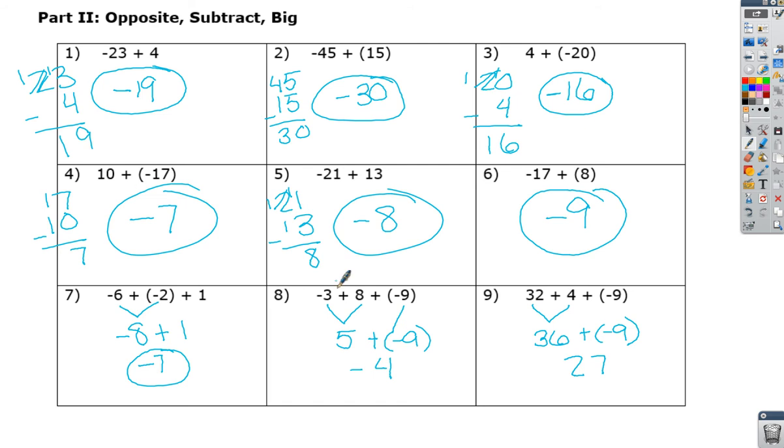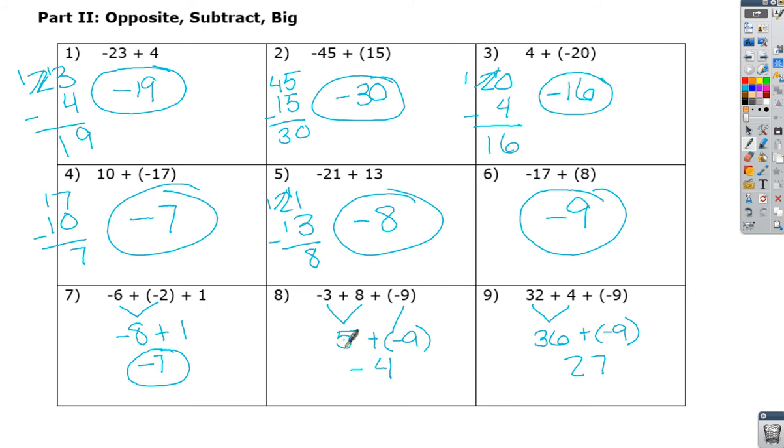Okay, so we have negative 3 plus negative 3 plus 8. We have a negative and a positive. When the signs are different, we take the difference and keep the sign of the larger number. So 8 minus 3 is 5. Our bigger number is 8, so our sign is positive.